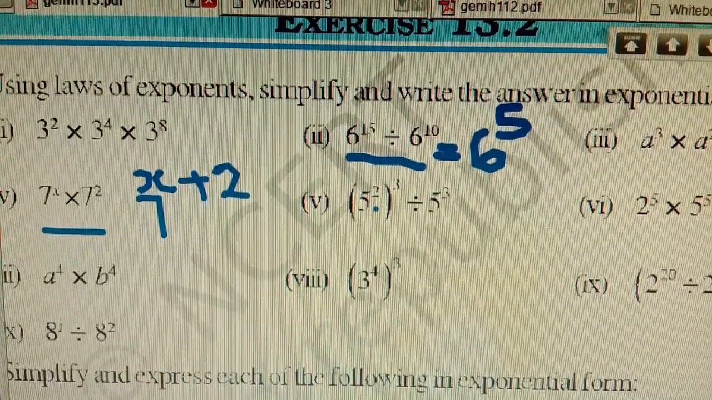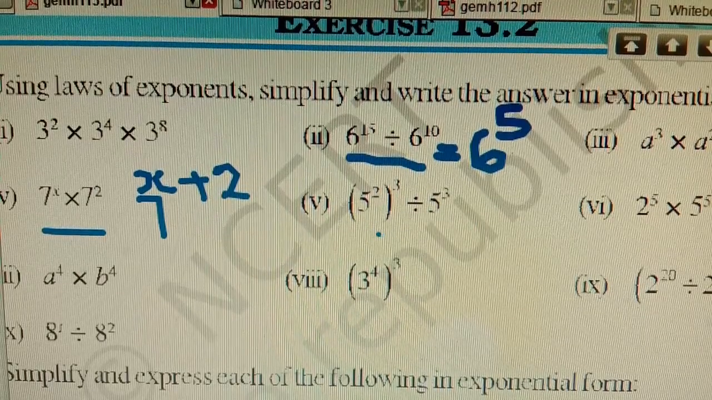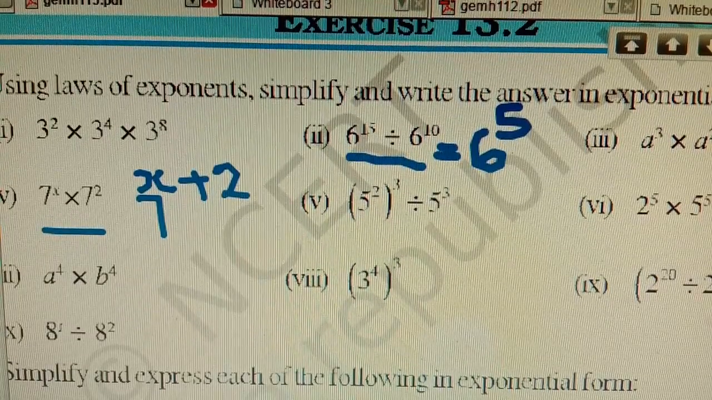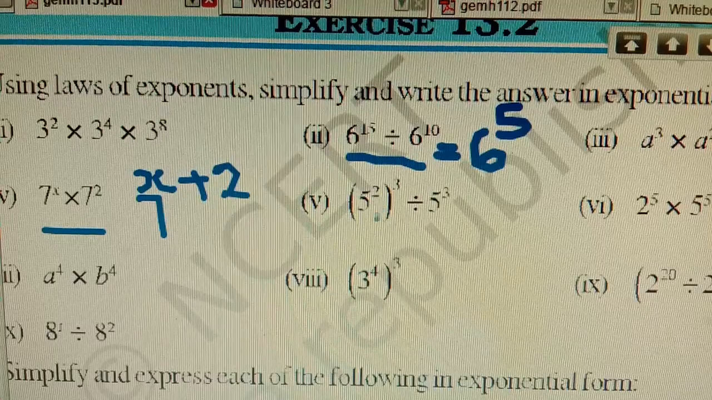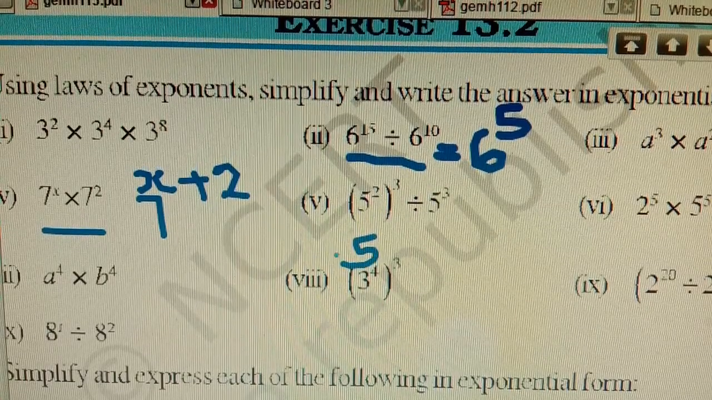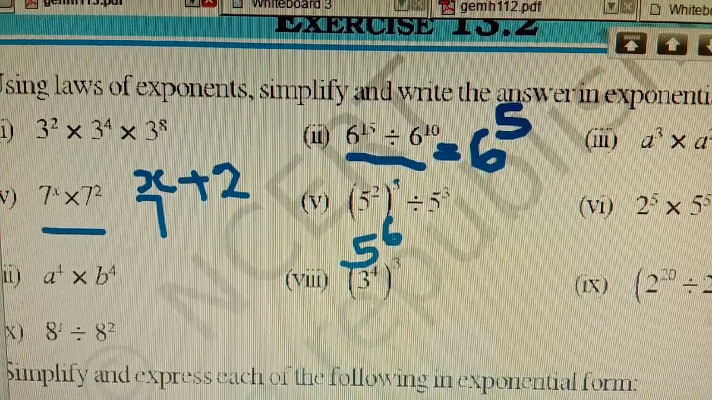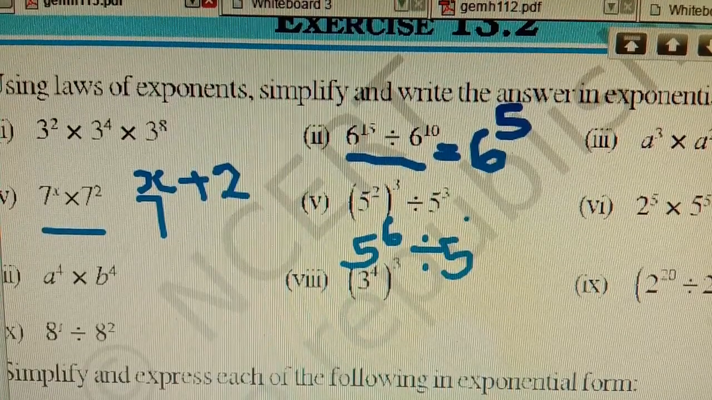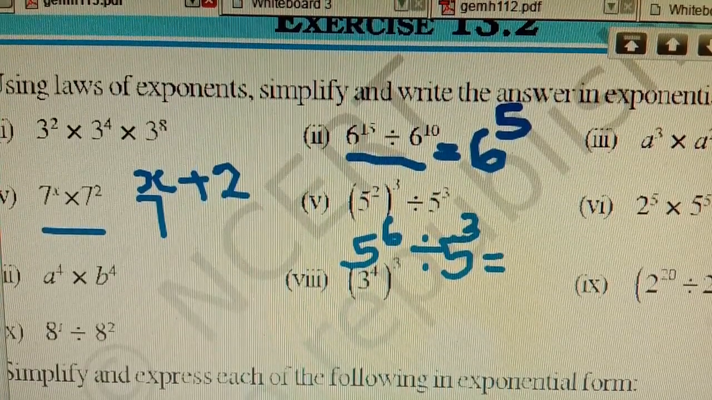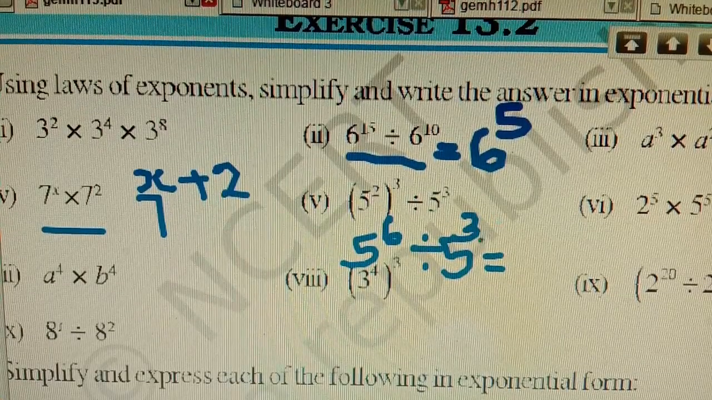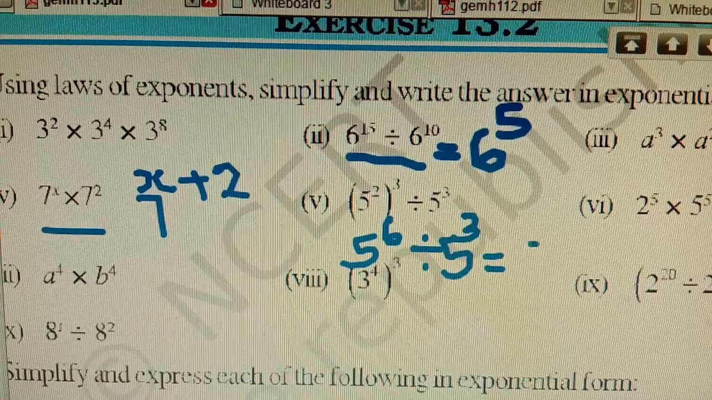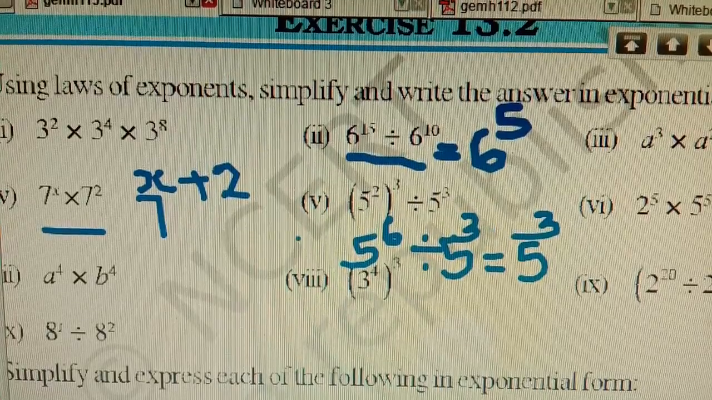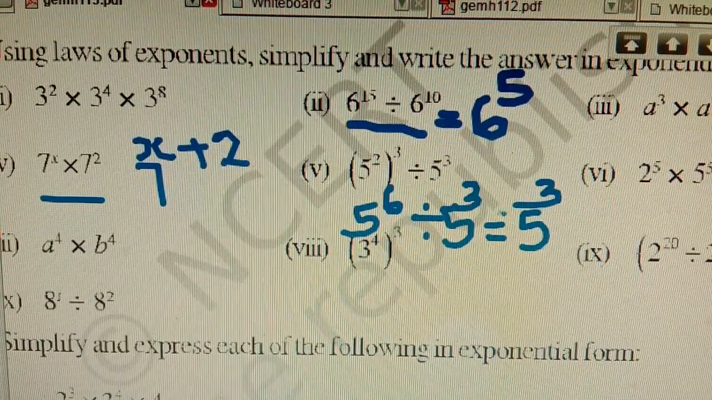Now next one. Here powers of power and after that one division. So one by one we can do. First we can find 5 to the power of 2 whole to the power of 3, which means 5 to the power of 2 times 3, that is 6. So 5 to the power of 6 divided by 5 to the power of 3. Here division, so we subtract the powers. A to the power of m divided by a to the power of n is a to the power of m minus n. So 5 to the power of 6 minus 3, that is 5 to the power of 3. First we take the powers of power and after that the division.